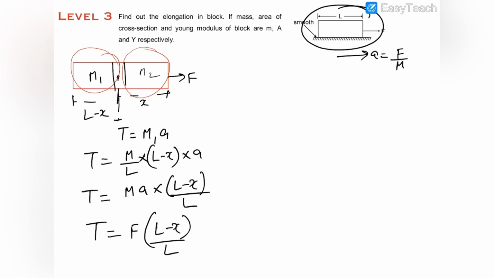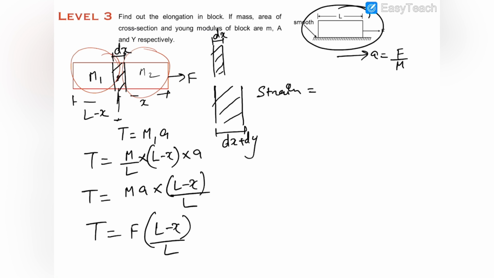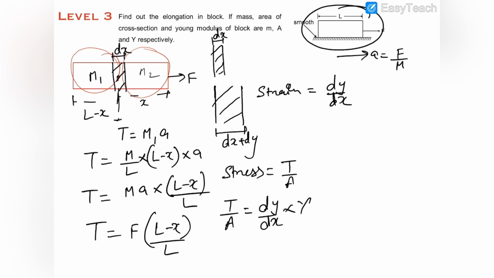Now at this point, let us assume a strip of length dx, original length dx. Now due to this tension, the elongation developed in this strip is dy. So the new length of the strip will be dx plus dy. So the strain produced in the strip will be equal to dy by dx. Now we know that stress is tension upon area. So stress, which is T by A, is equal to strain, which is dy by dx, into Young's modulus gamma. Now T is equal to F into 1 minus x by L, and that is equal to dy by dx into gamma into A.